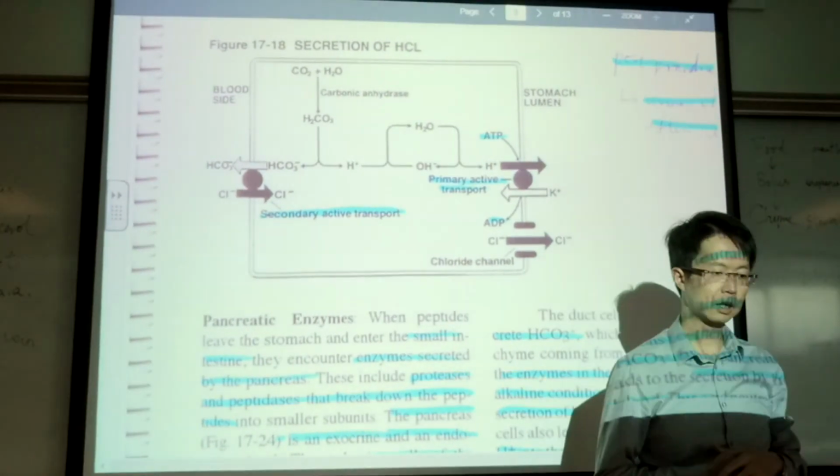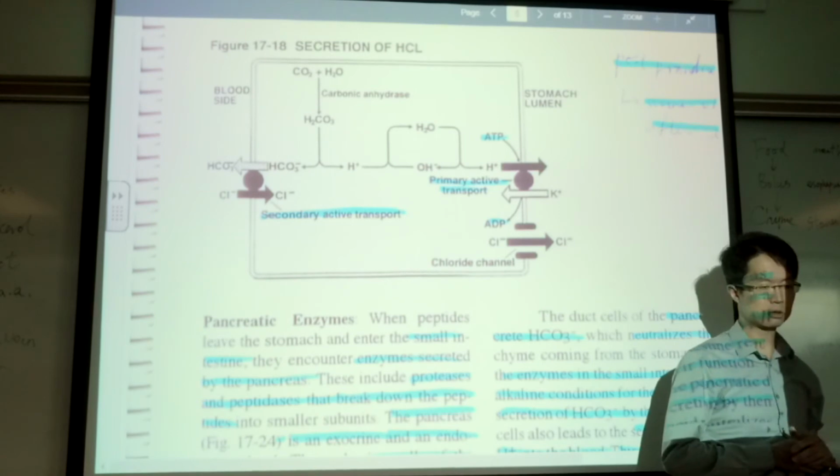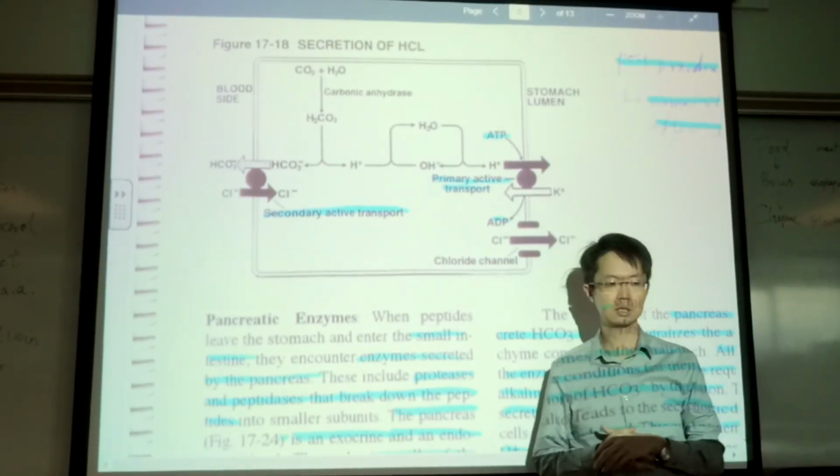So how does a parietal cell secrete hydrochloric acid? Let's take a look at it in the next video.